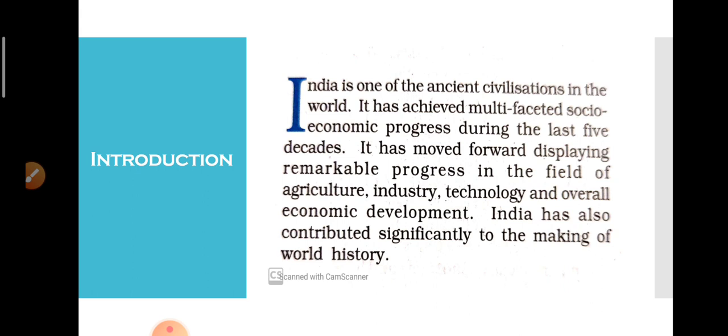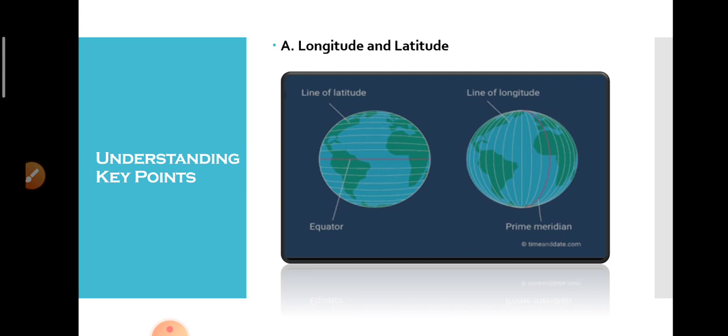Now, we will try to understand some of the important key points that will help us understand the physical location of India. The first of them is the longitude and the latitude. The longitude and latitude are basically, in simple terms, some imaginary lines that are drawn upon the globe. These lines help us to find a particular location on the globe. The latitudes are the horizontal lines which divide the globe into the northern and the southern hemisphere.